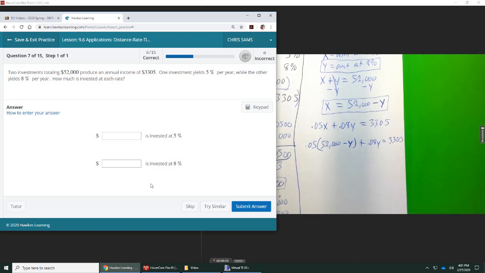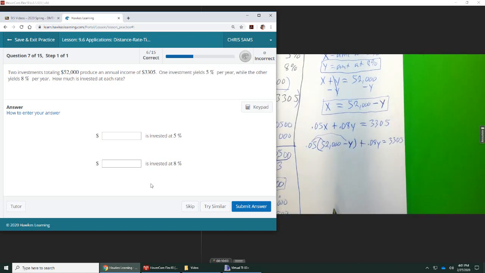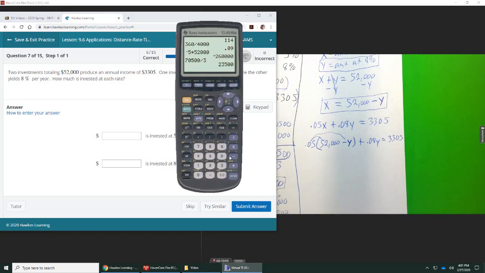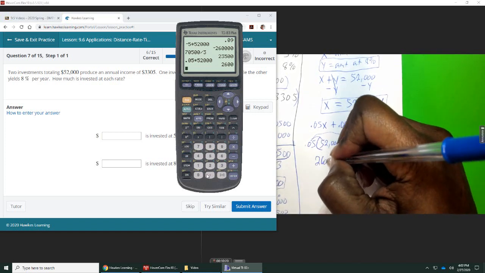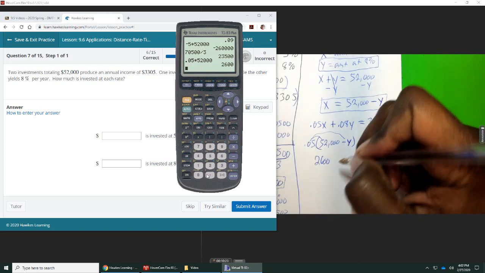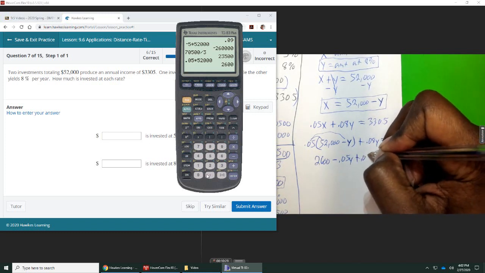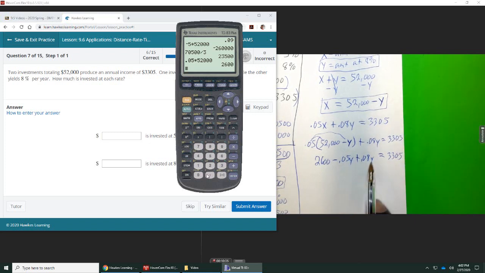Distribute, common practice that we've been seeing amongst most of these problems. We're going to distribute, multiply times 0.05, okay? So we're going to do 0.05 times the 52,000. And that gives us 2,600. 0.05 times the negative y, minus 0.05y plus 0.08y equals 3,305.